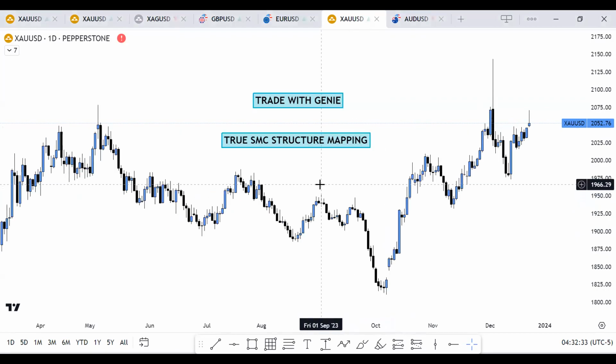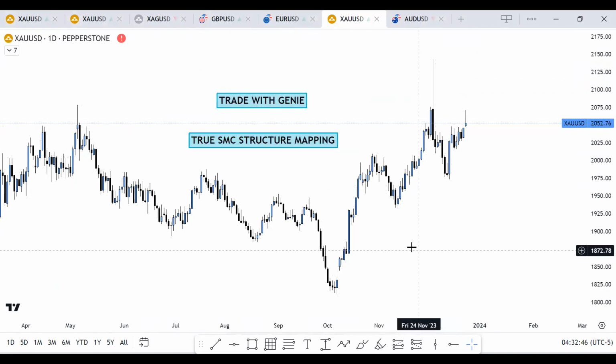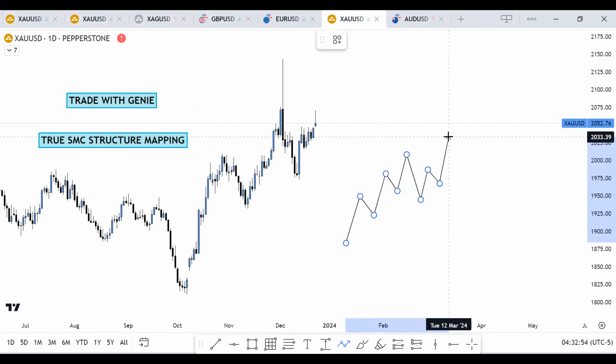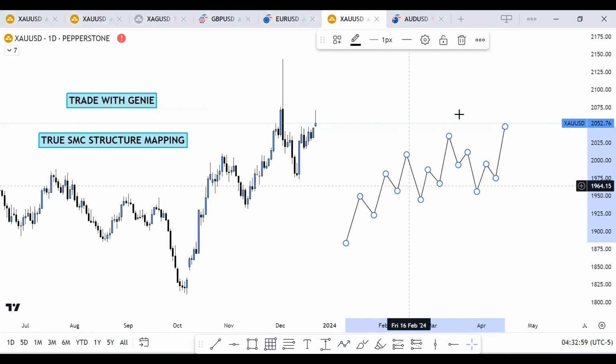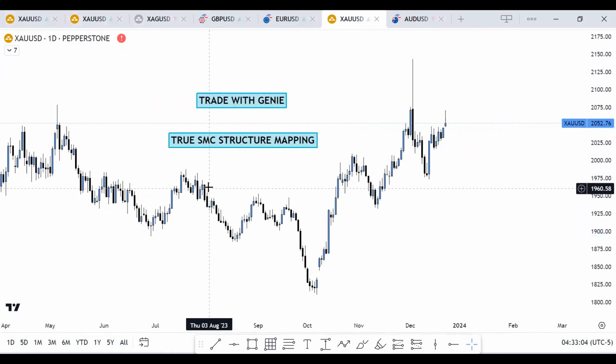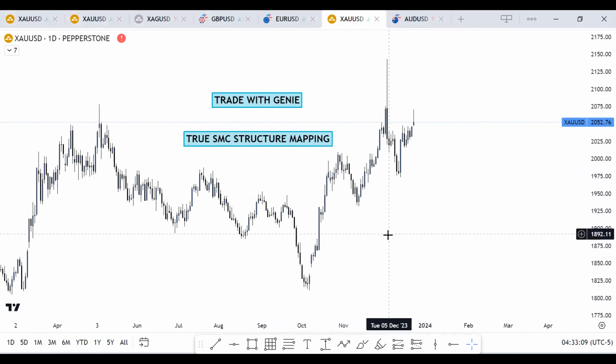As you can understand from the title, it's about structure marking, how to correctly mark the SMC structure. Most people get confused when they mark the structure. When they see structure in a drawing, it looks pretty easy to understand, to digest, to grasp. But when they see the actual market, they get confused about how to mark the structure. That's why I'm making this video, and I hope it will help everybody a lot.